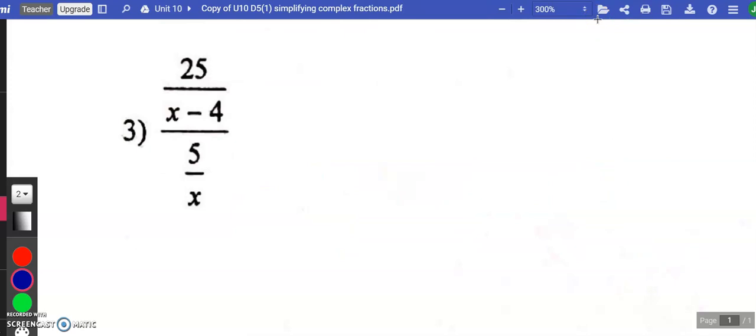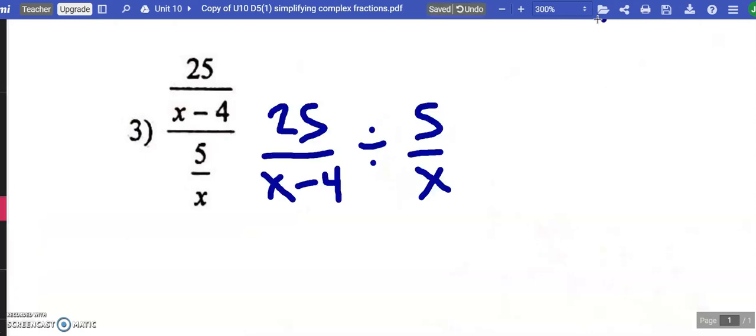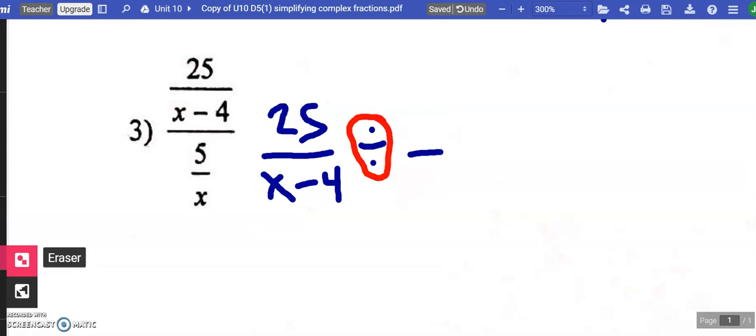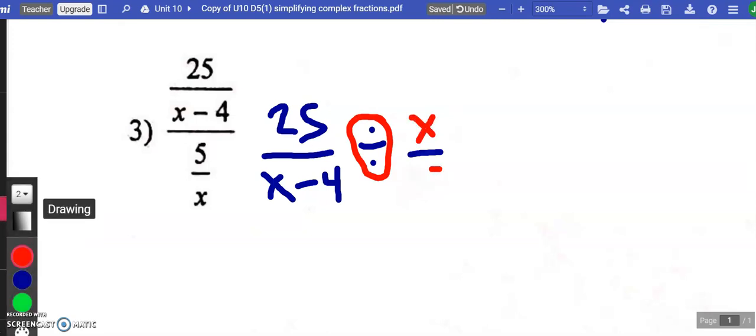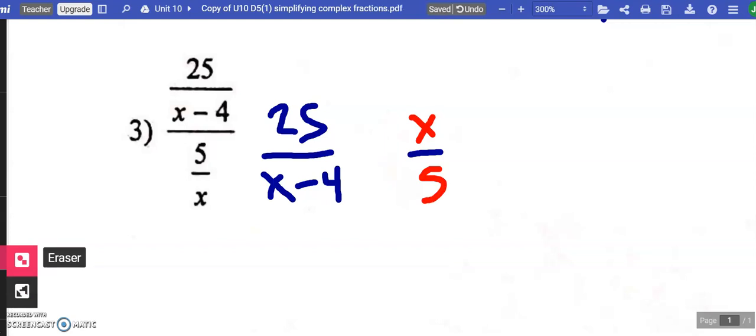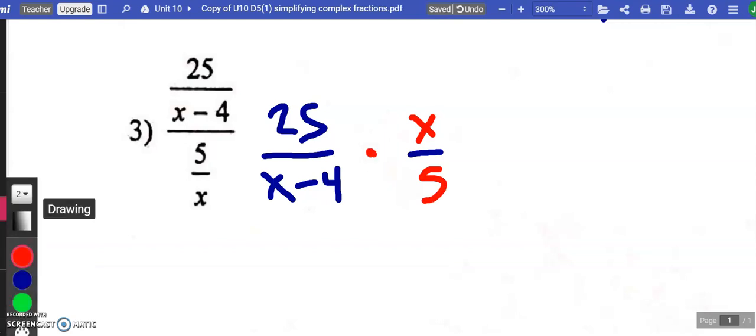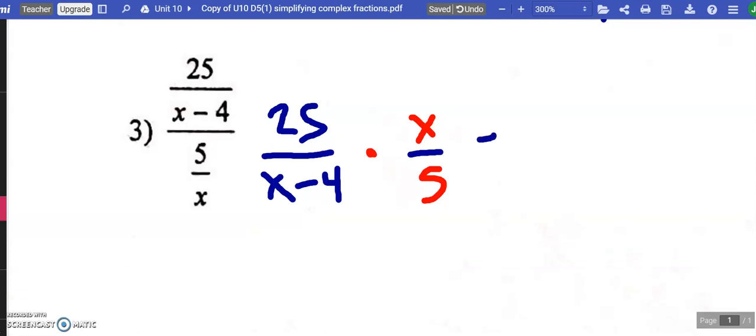So this example is going to work the same way. So the first thing I'm going to do is rewrite it with the division symbol separating the fractions instead of as a complex fraction to make it look a little bit easier to follow. All right, so just like last time, if I see a division sign in the middle, I'm going to flip the second fraction and then change this to multiplication. And then we'll just multiply across.